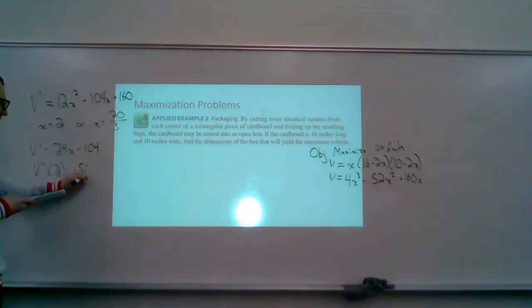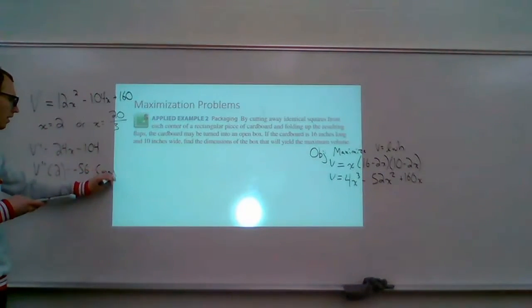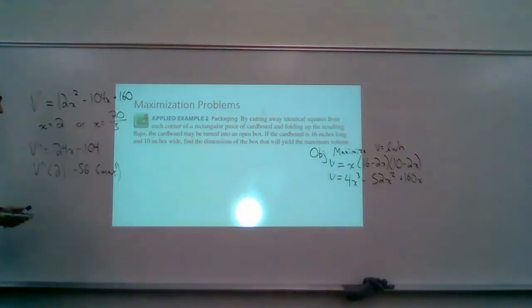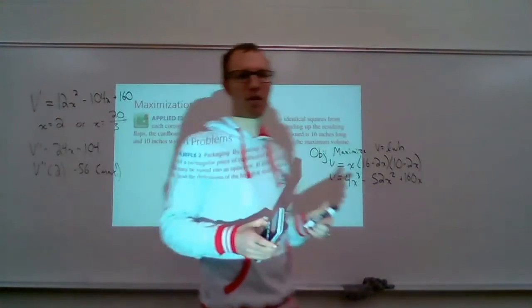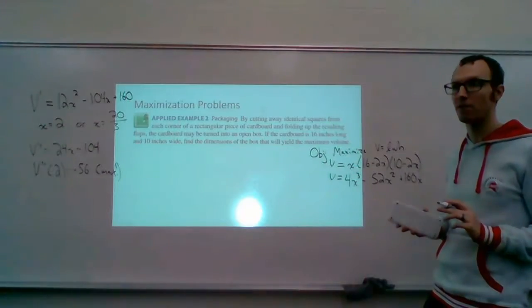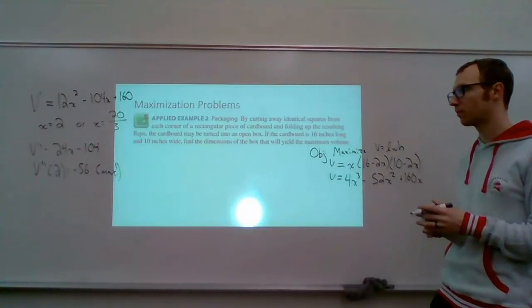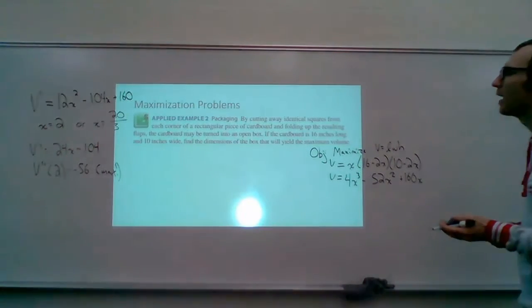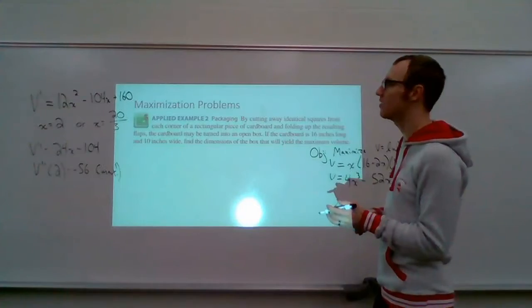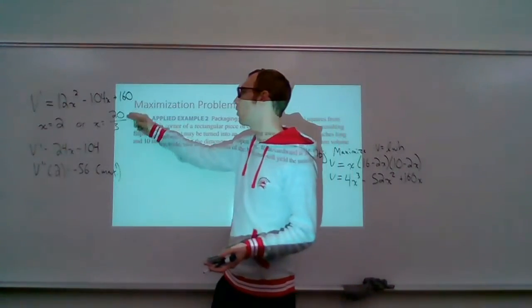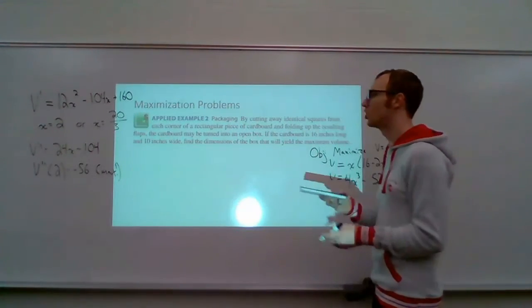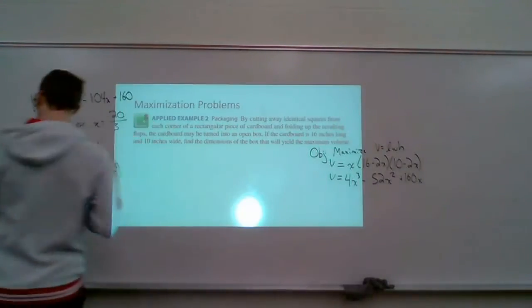Negative 56. That is a maximum. Remember, when the second derivative is negative, you have a relative maximum. When you have a second derivative that is positive, like I believe we'll have with 20 over 3, you'll have a minimum. Let me just check that real quick just to confirm.